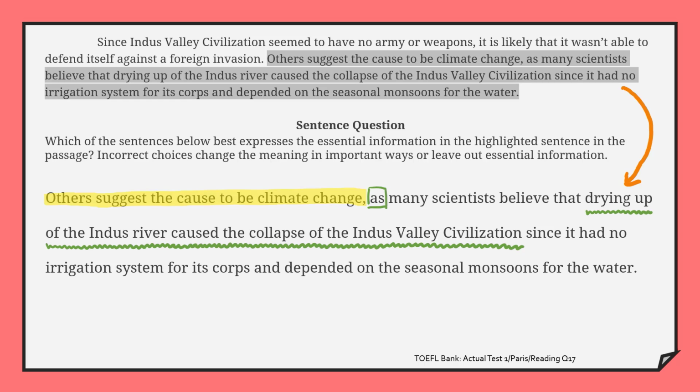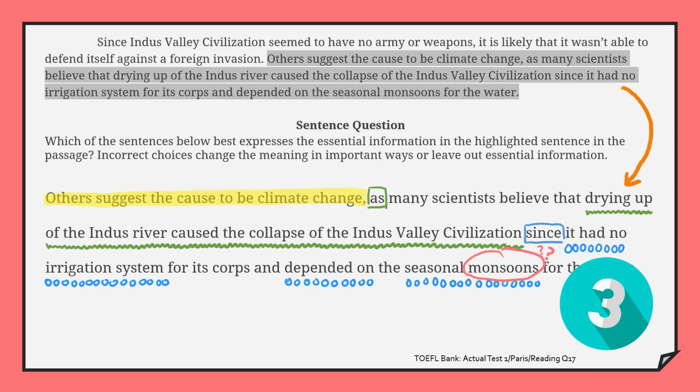Drying up of the Indus River is the climate change. In other words, climate change causes the collapse. The part after "since" is the reason to explain this. It had no irrigation system and depended on seasonal monsoons. To be honest, I didn't know what monsoons meant. Of course, I know it now. But don't worry, we don't need to understand every word in the sentence. Just make some educated guess. We know it depended on something seasonal. After breaking down the sentence 3 times, we finally understand the main idea.